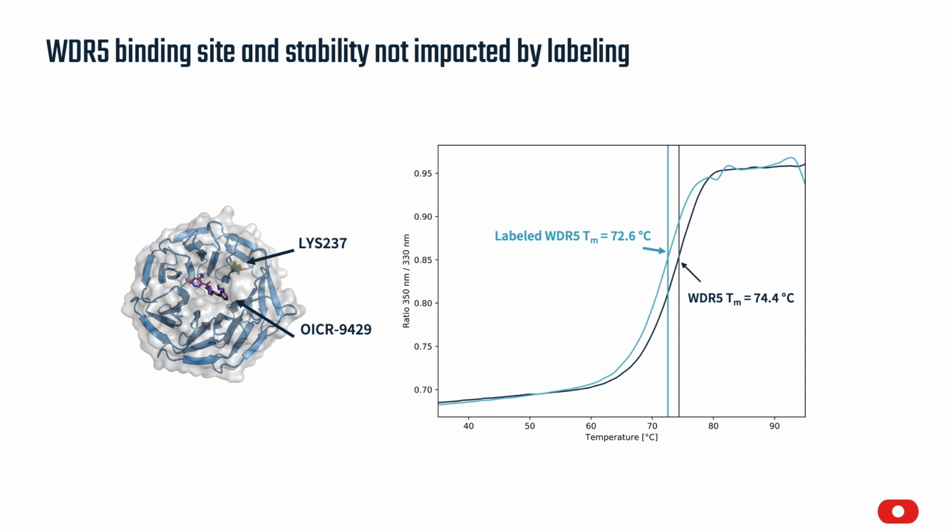I'd like to also take this time to draw your attention to this residue, lysine 237, which we know from our crystal structure is in very close proximity to the binding site that is involved in our ternary complex formation. I point this out now so that you can keep this in mind when we're viewing the binding data, where you'll see that even when you have a potentially labeled lysine residue located so close to the binding site, we don't see any evidence for binding site interference.